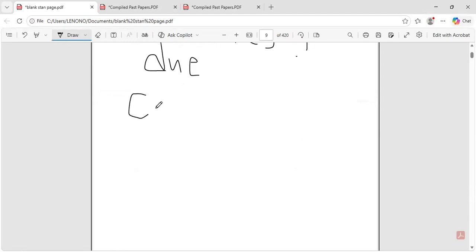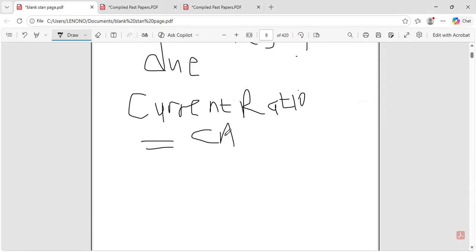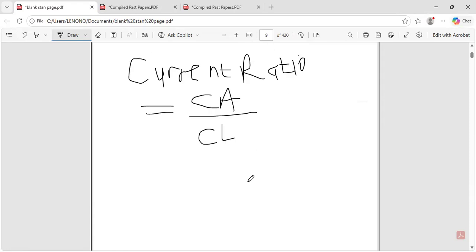So we have what type of ratio? Current ratio. So current ratio is equal to current assets over current liabilities. Current assets over current liabilities.